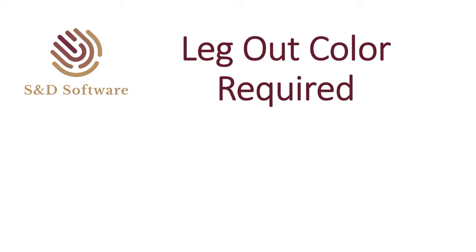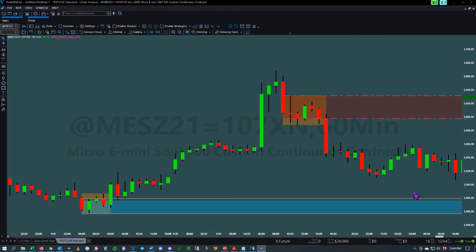In this segment, we're going to talk about the leg out and the color requirement for the leg out depending on the type of pattern. So you can determine if the leg out needs to be a color that coincides with the type of pattern. In this case here, we have a drop, base, rally. The default would be that the candle was required to be green as opposed to red.